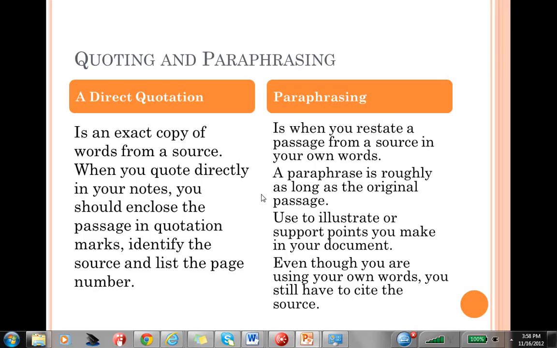Paraphrasing is when you restate a passage from a source in your own words. A paraphrase is roughly as long as the original passage, so you're not saving any time here. You're just saying it in your own words. And you use it to illustrate or support points that you make in your document. You can also use it to paraphrase the opposite side of an argument, someone who's not in agreement with your point. Even though you're using your own words, though, you still have to cite a source.